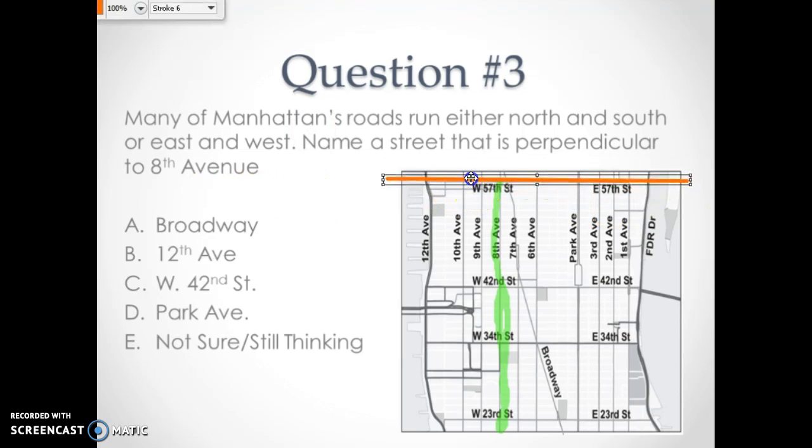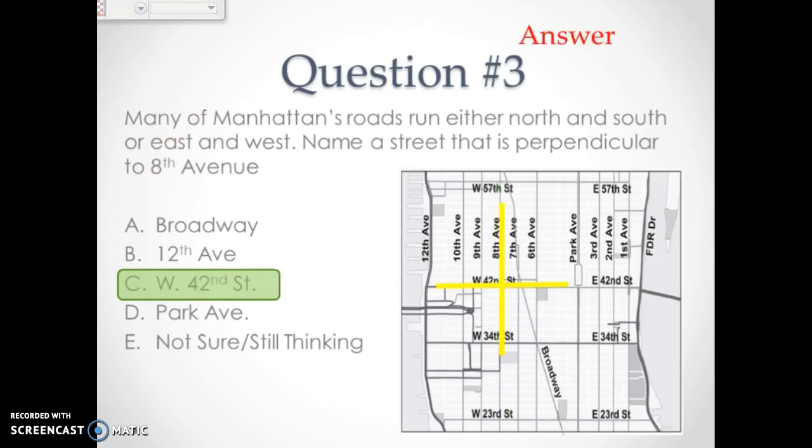Well, here's one, 57th Street, not listed. West 42nd, that one is listed. There's also West 34th and West 23rd. But the only one listed here is West 42nd Street. So the answer to this one is West 42nd Street. Is perpendicular to 8th Avenue.